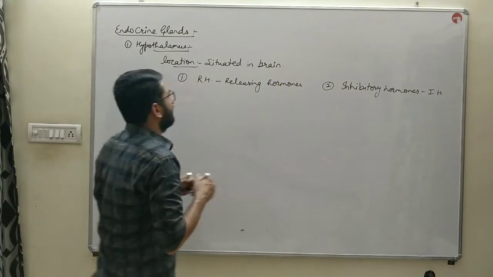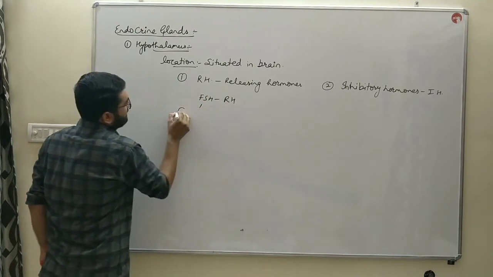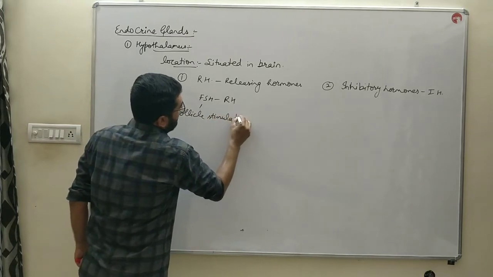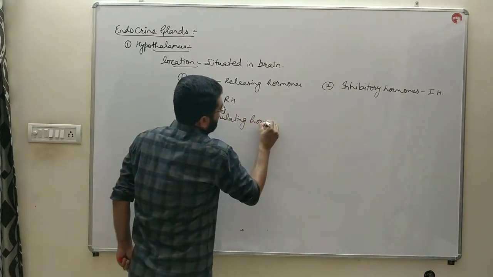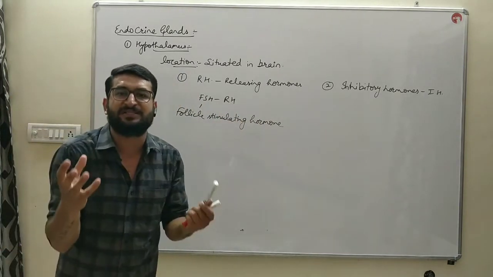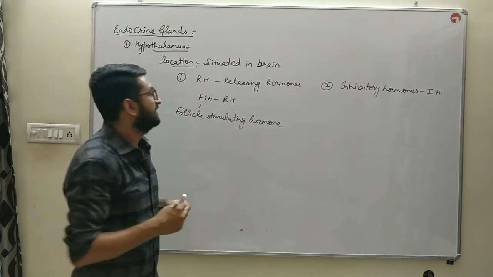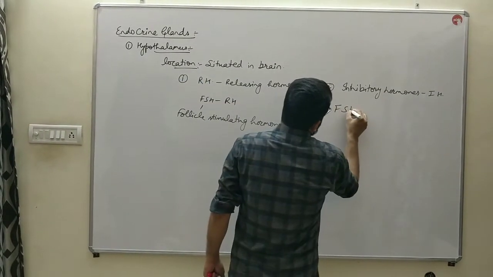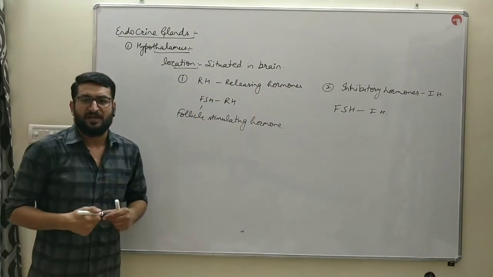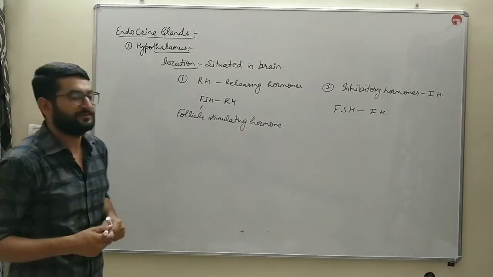It releases various kinds of releasing hormones like FSH-RH. FSH stands for follicle stimulating hormone, and FSH-RH is the releasing hormone. This hormone goes to the ovaries in case of females and stimulates the follicle from the epithelium. The other hormone is FSH-IH. It stops the secretion of FSH. When this hormone is released, the pituitary does not release the follicle stimulating hormone.